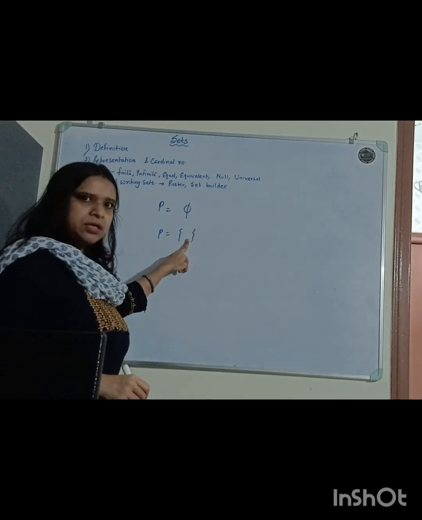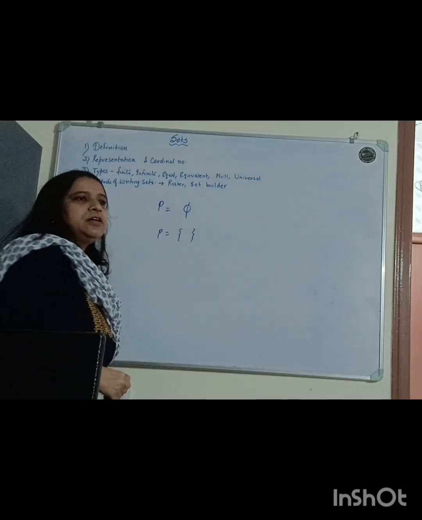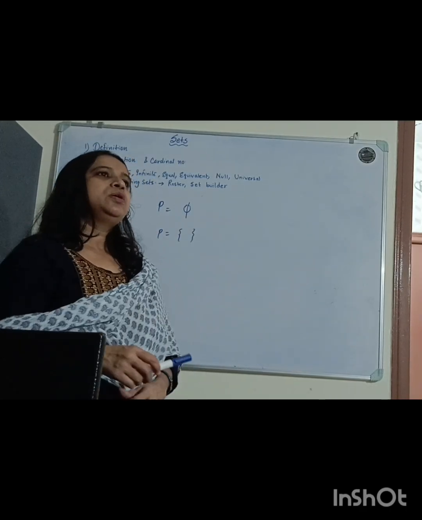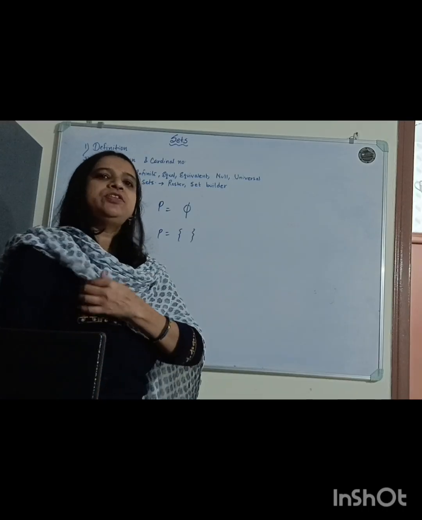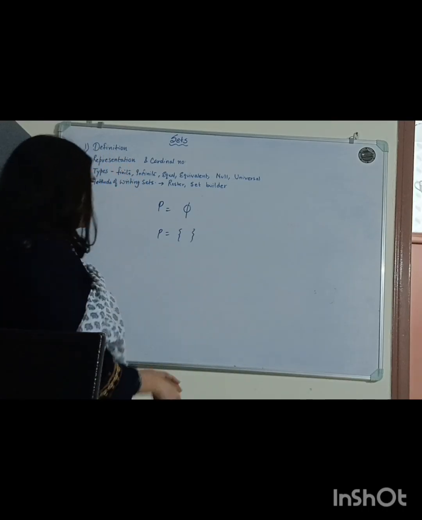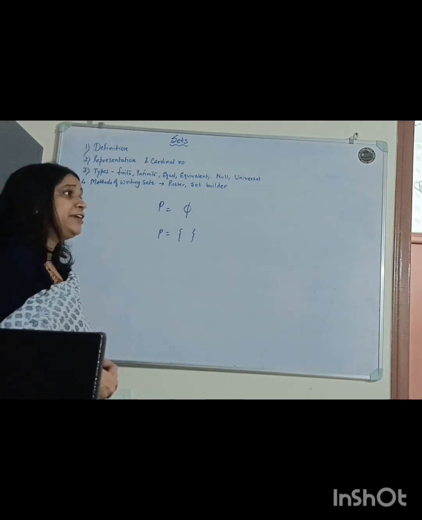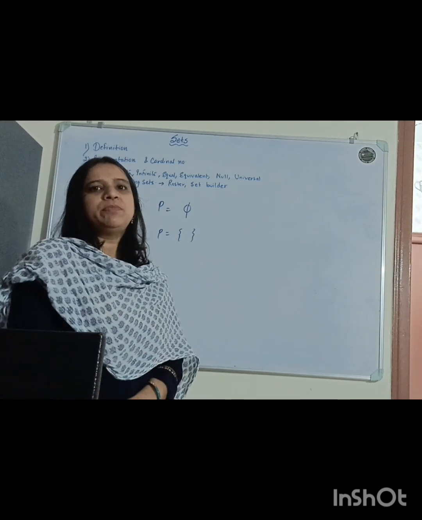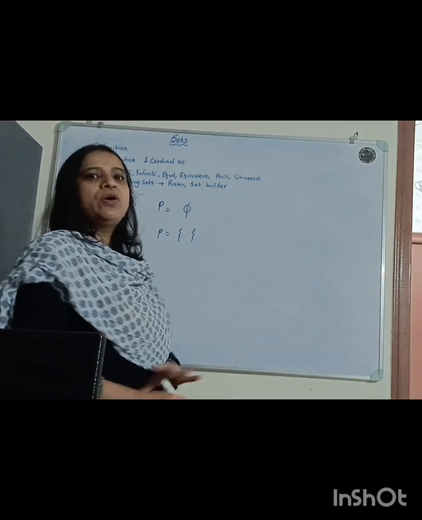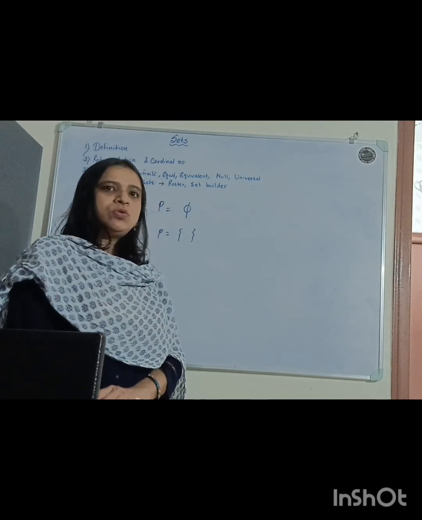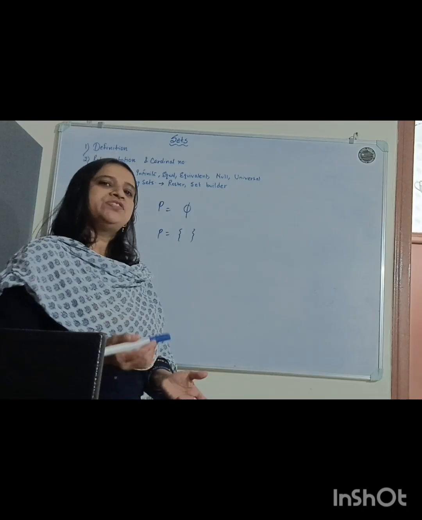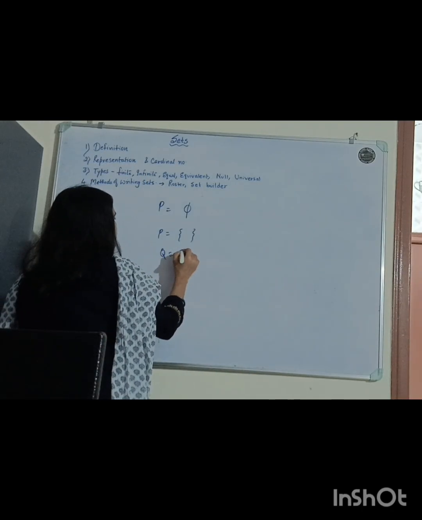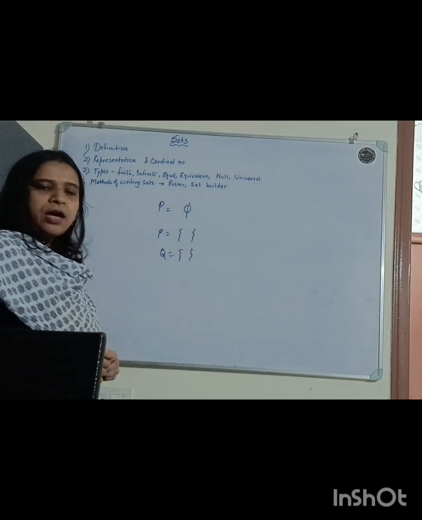For example, suppose I ask for any odd number which is divisible by 2. Now there is no odd number which is divisible by 2, right? If I say the collection of odd numbers which are divisible by 2, there is no number which is odd and also divisible by 2. So that means that set will be empty. So that set we will represent like this, as an empty set. I hope it is clear.